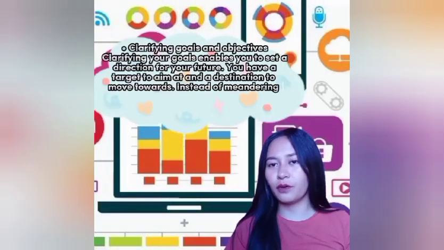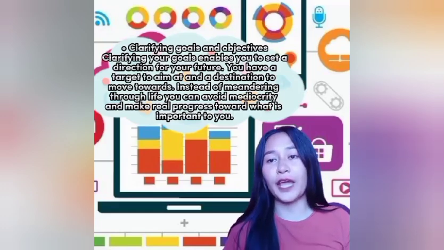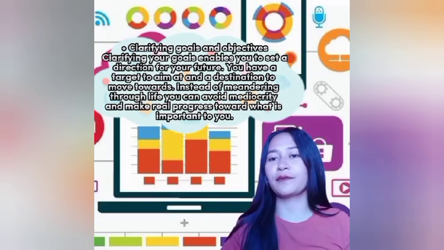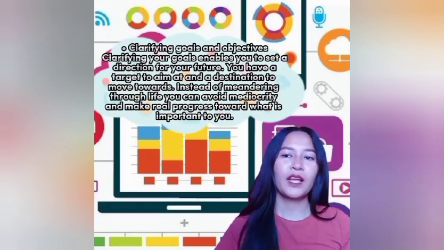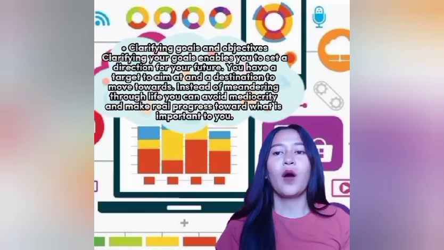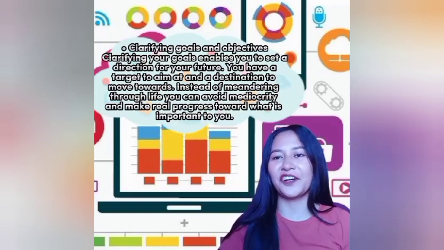So clarifying your goals enables you to set a direction for your future. You have a target to aim at and a destination to move towards. Instead of meandering through life, you can avoid mediocrity and make real progress toward what is important to you. Once you know where you are going, it is easier to start.